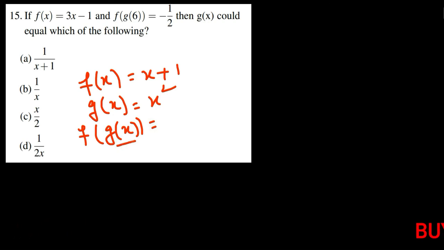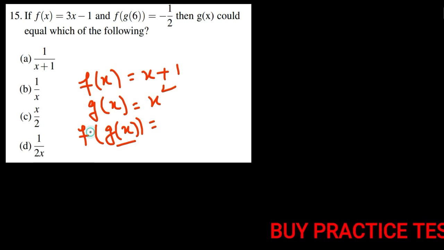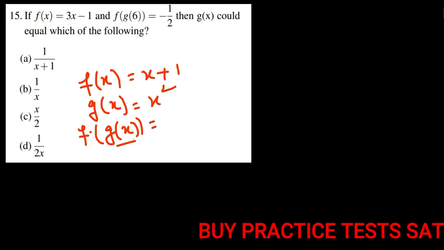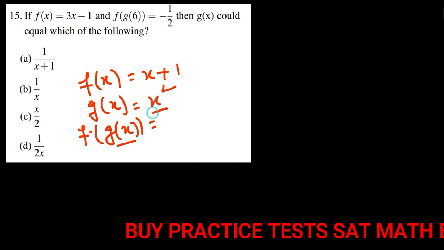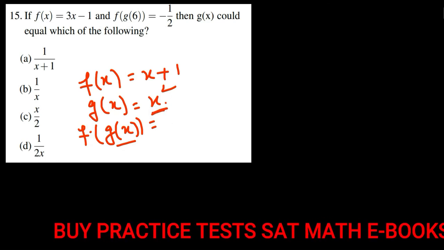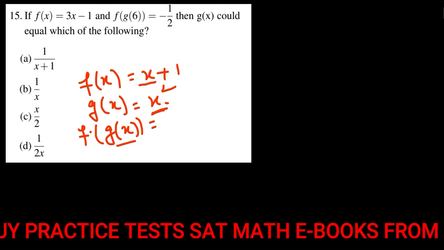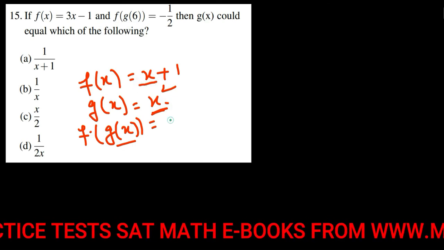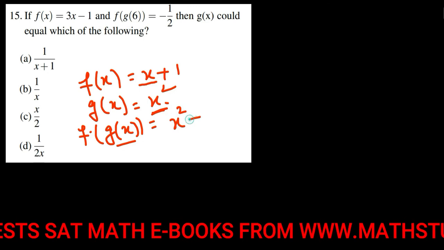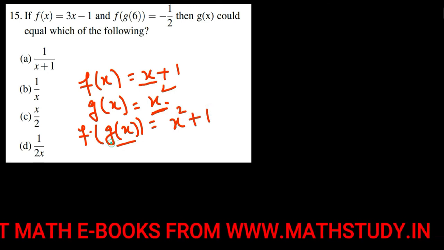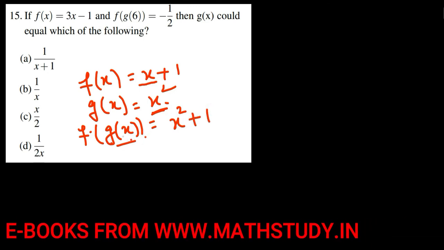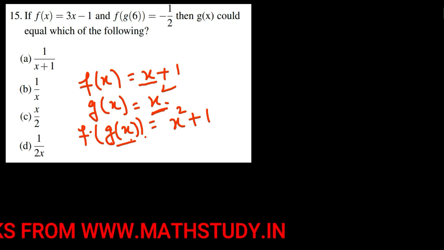We will just pick the value of g of x and input it in f of x. So here g of x is nothing but x square, so we have to put x square in place of x in f of x. Very simple. So we will get x square plus 1. X square plus 1. This is basically f of g of x.